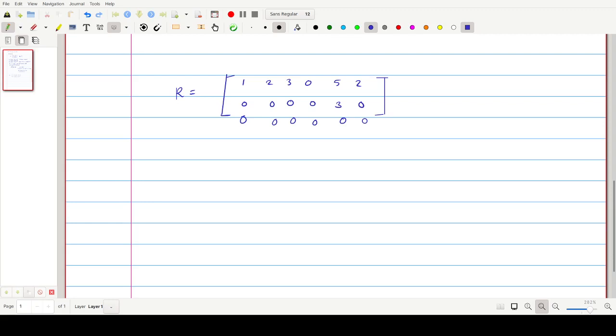If you consider the first row, the important property is that the leading entry of the first row is 1, and the leading entry of all the non-zero rows should be 1. Here this is 1 and this is 3. If this leading entry is not 1, we call this not a row reduced echelon matrix.